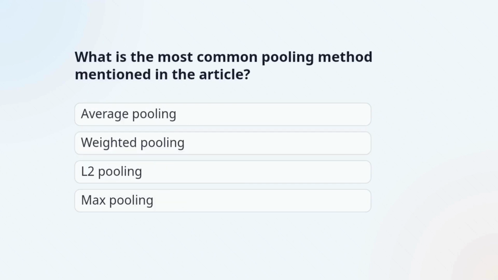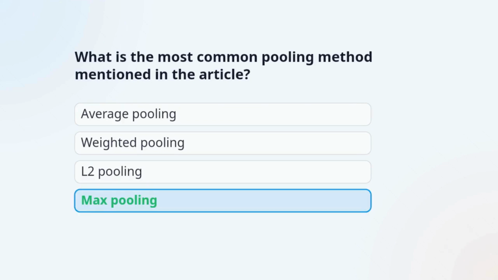Question 2. What is the most common pooling method mentioned in the article? The correct answer is max pooling. Max pooling keeps the maximum value from a local neighborhood. It is the most commonly used pooling operation in CNNs.